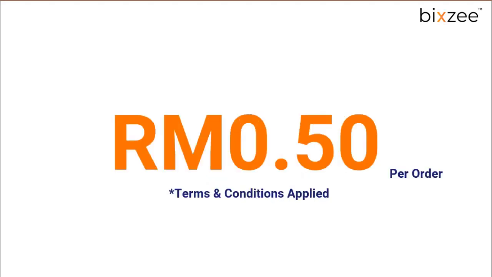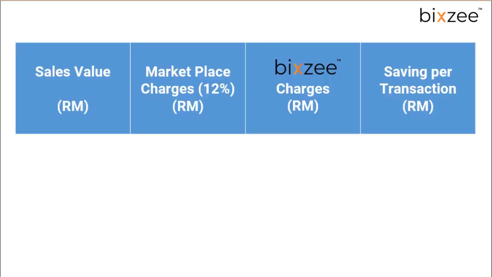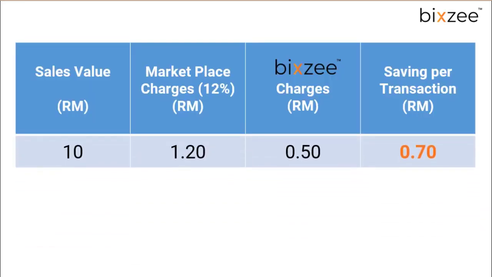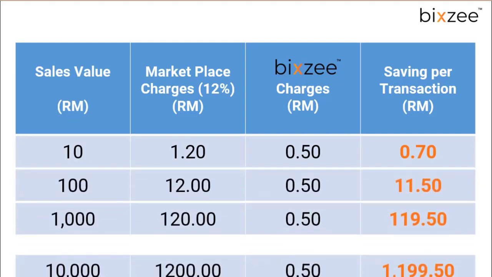And the amount is 50 cents per order. And how it works? Imagine you have a sales value of an item of 10 ringgit. A marketplace may charge you 12%, 1 ringgit 20 cents. Bixzee only charges you 50 cents. So your saving is 70 cents per transaction. And the savings keep on growing.